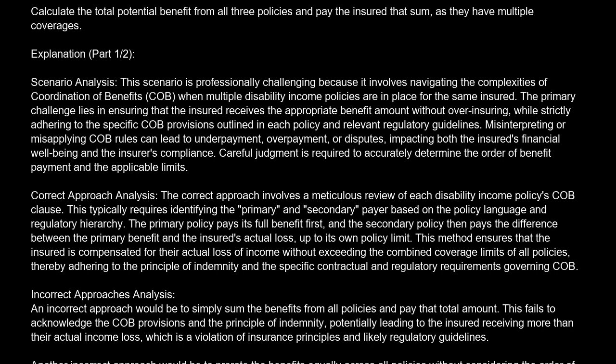Incorrect approaches analysis. An incorrect approach would be to simply sum the benefits from all policies and pay that total amount. This fails to acknowledge the COB provisions and the principle of indemnity, potentially leading to the insured receiving more than their actual income loss, which is a violation of insurance principles and likely regulatory guidelines. Another incorrect approach would be to prorate the benefits equally across all policies without considering the order of benefit determination.